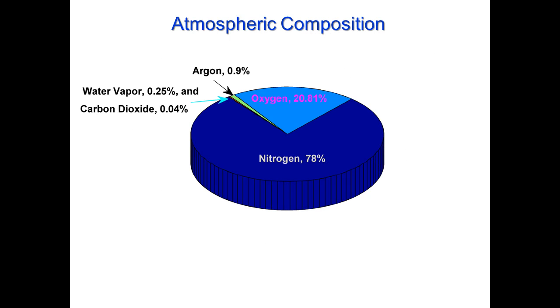Let's talk a little bit about the composition of the atmosphere. Most of our atmosphere is comprised of molecular nitrogen, which makes up about 78% of the atmosphere, and most of the rest is oxygen, comprising about 21% of the atmosphere. Argon comprises about 0.9%, and everything else is a trace constituent. Water vapor, as we'll see, is highly variable, but on average comprises just 0.25% of the atmosphere, and carbon dioxide, which we'll talk about quite a bit, is really a trace constituent at 0.04%.